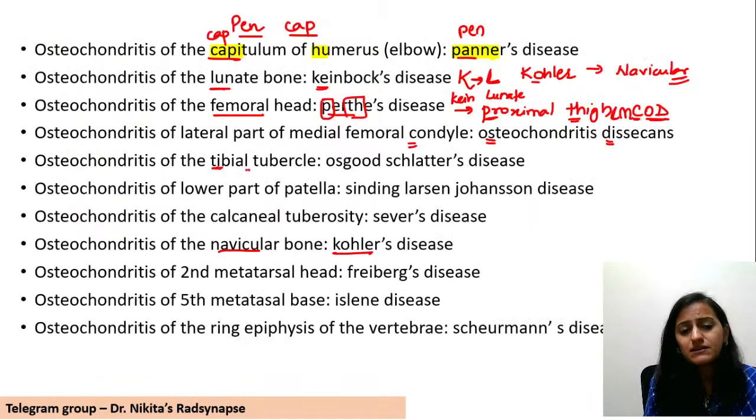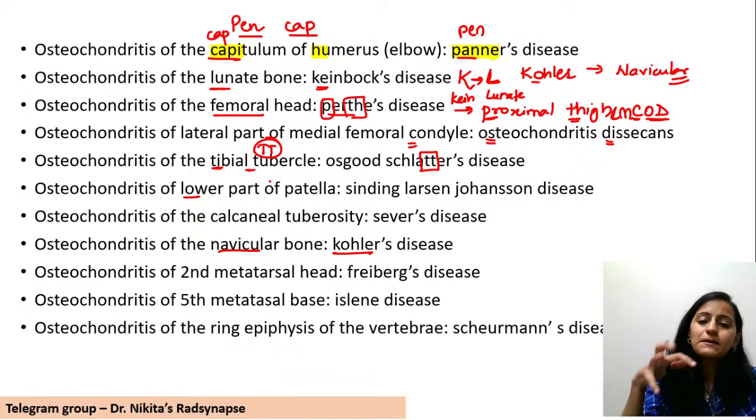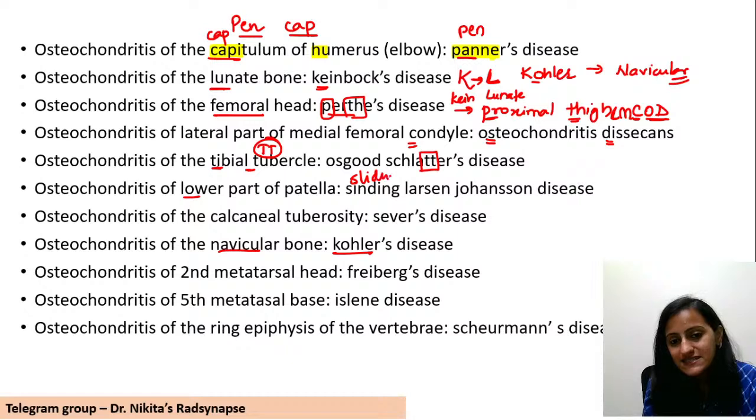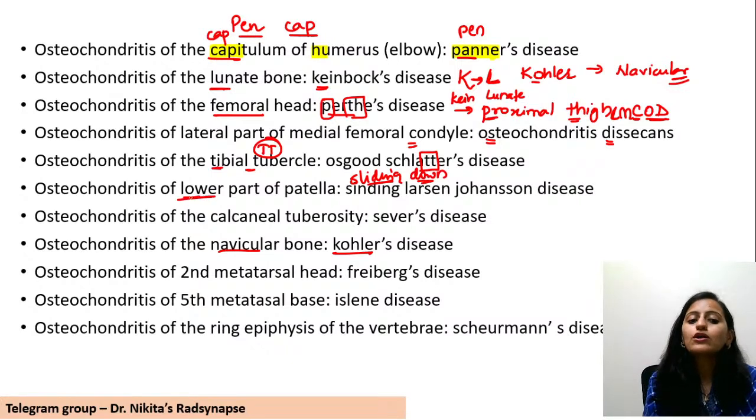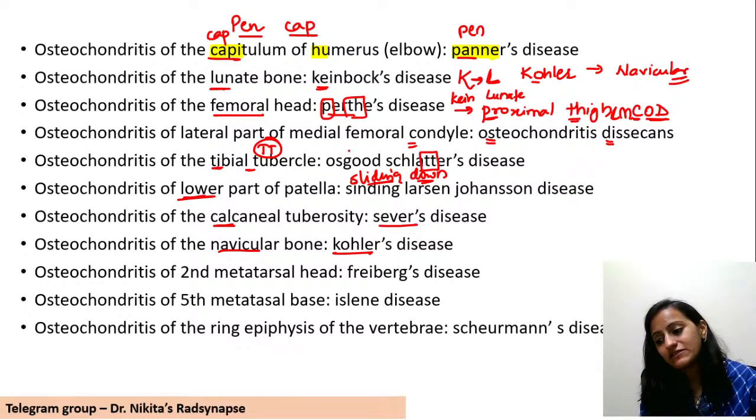Then you have tibial tubercle, tibial tuberosity, TT is TT, Osgood-Schlatter disease. Lower part of the patella is your Sinding-Larsen-Johnson disease. You can remember this as patella sliding down. So Sinding is sliding, and down is the lower part of the patella. Calcaneal tuberosity is your Sever's disease.